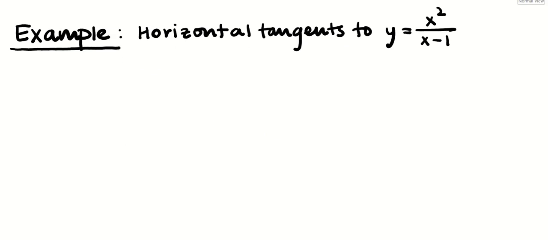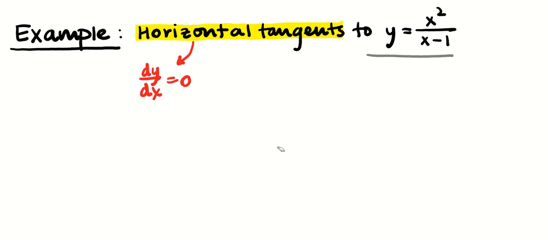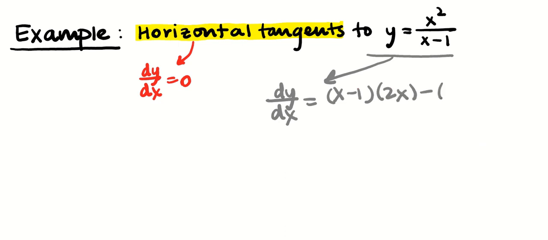All right, now I've got a horizontal tangent question, and remember that when they ask about horizontal tangents, that is where the slope is 0. Okay. So I'm going to take the derivative, set it equal to 0 and hopefully solve. So dy dx is equal to bottom times derivative of top minus top times derivative of bottom, divided by bottom squared.